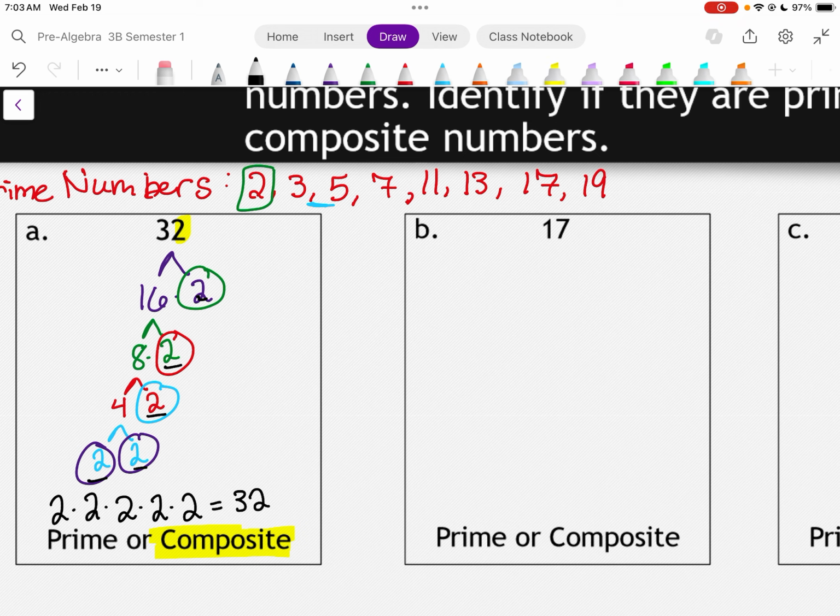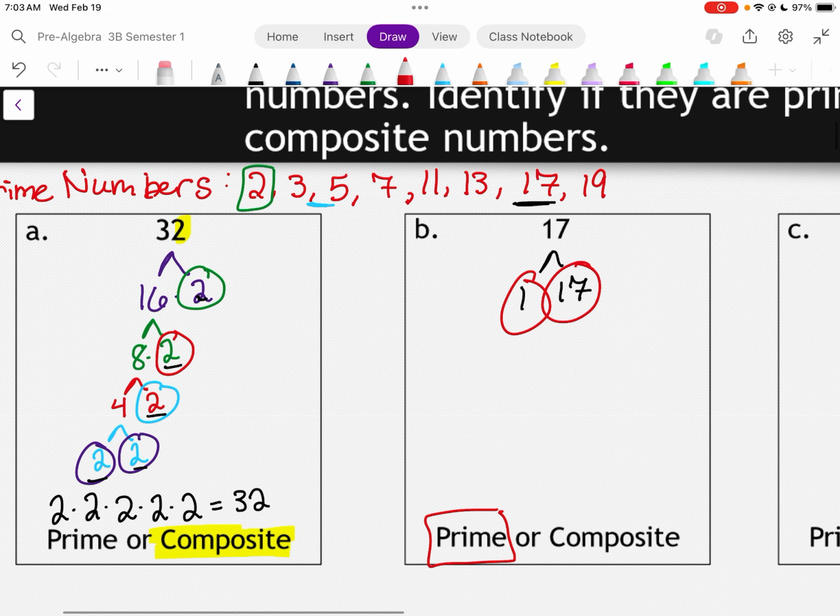All right, next, 17. If we look at our list, hopefully you see 17 on there. So that means the only factors are 1 and itself. And both of those are prime. So that means we are done with this factor tree. And you'll notice this one's a lot smaller than the previous one. And because it only has 1 and itself, our answer would be a prime number.